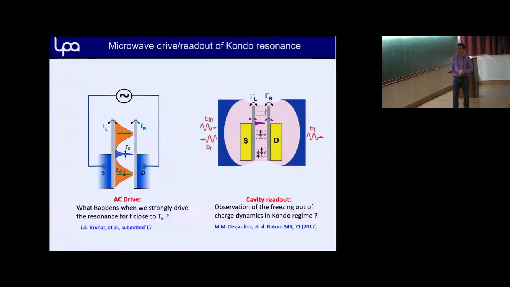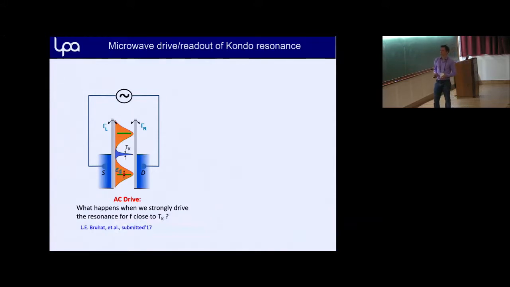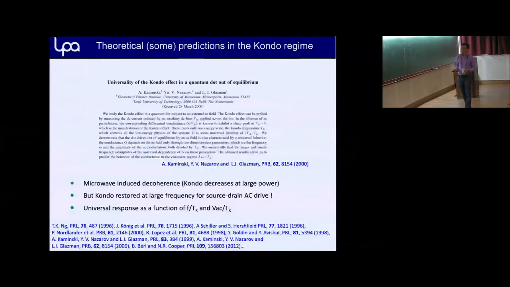Okay, so let's start with this first topic. What we're going to study is essentially the current at low frequency flowing through the system when we have a large microwave power applied to the source and the drain of the system at high frequency, comparable to the Kondo temperature. So this, in fact, is the usual photon-assisted tunneling setup.